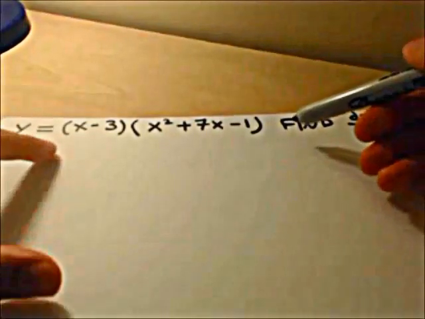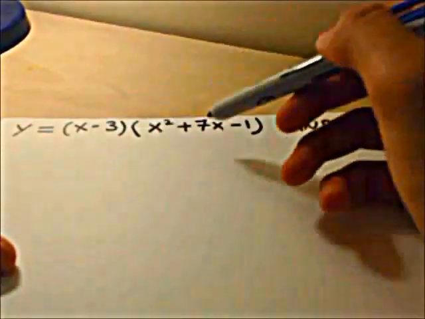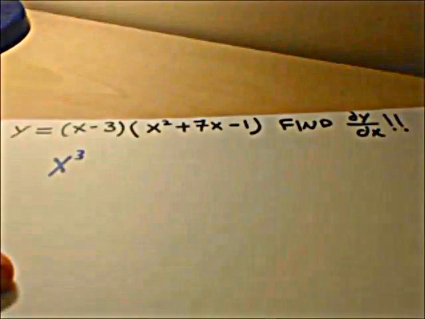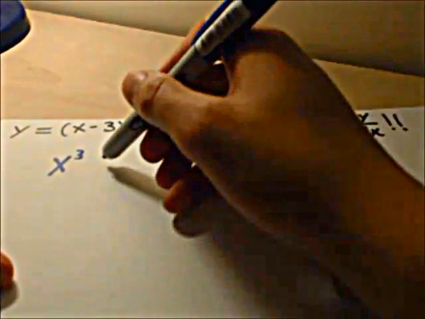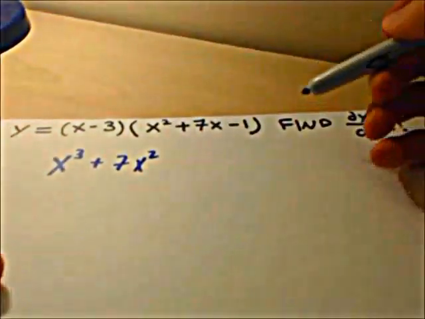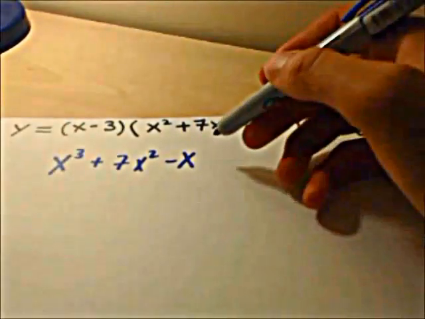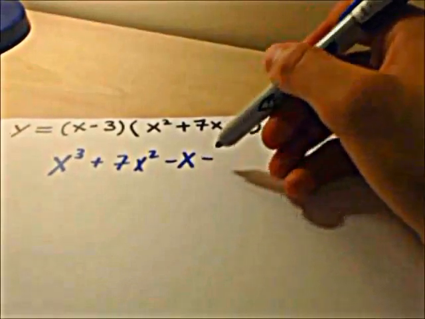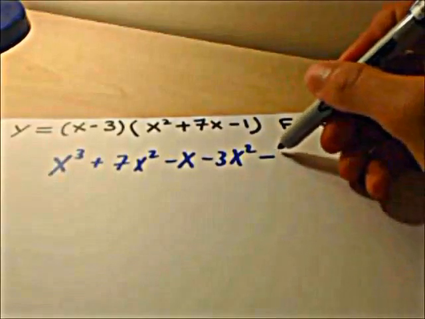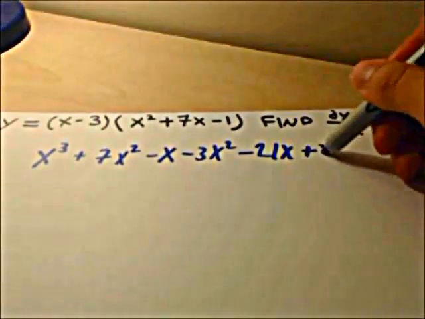differentiate it. So if we multiply it together, we distribute x minus 3 inside the other bracket. So x times x squared is x to the power 3. x times 7x is plus 7x squared. And then x times minus 1 is minus x. And then we multiply the minus 3 now. So minus 3 times x squared is minus 3x squared, and then it would be minus 21x, and then we're left with the last one, plus 3.